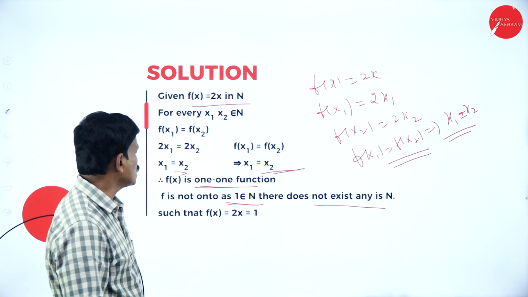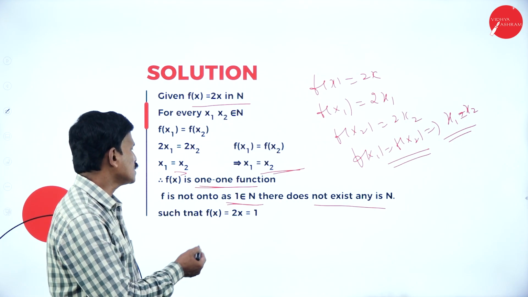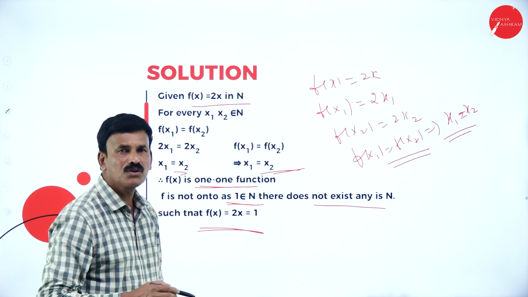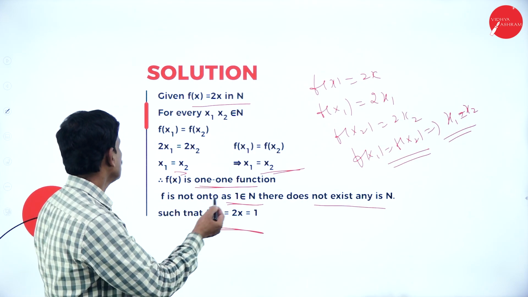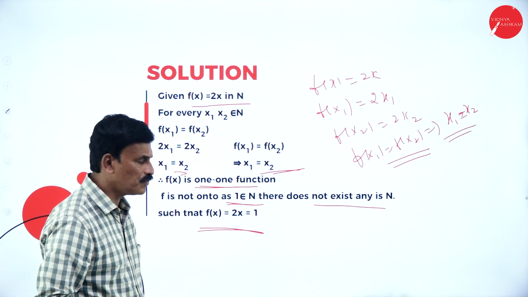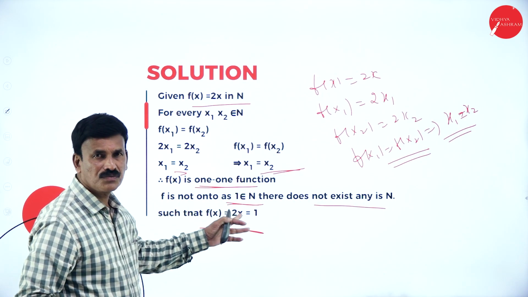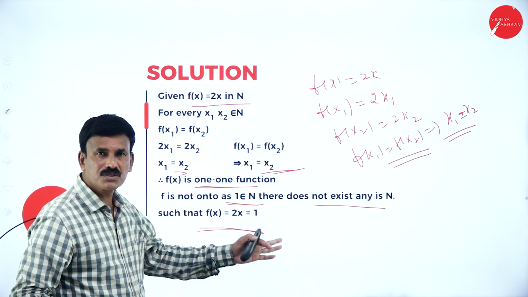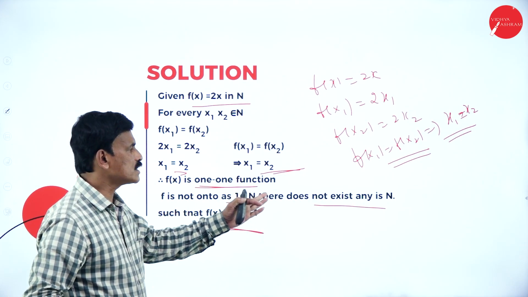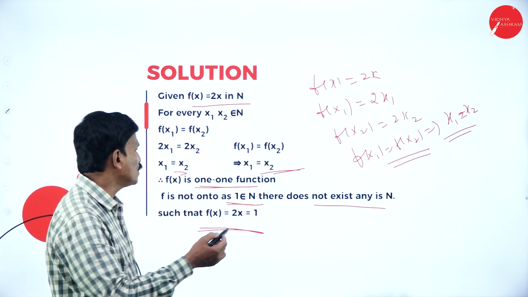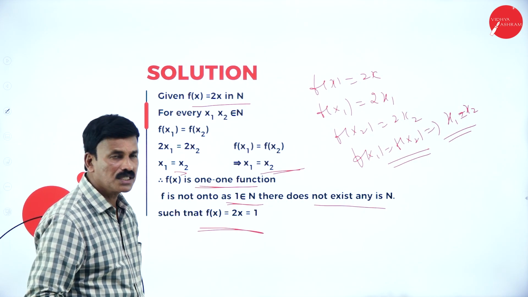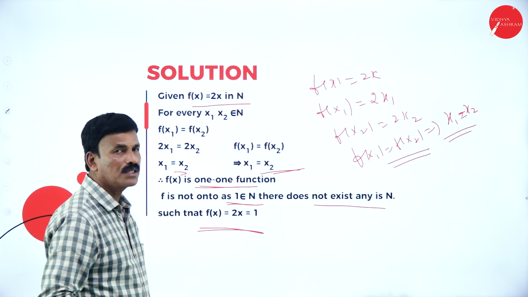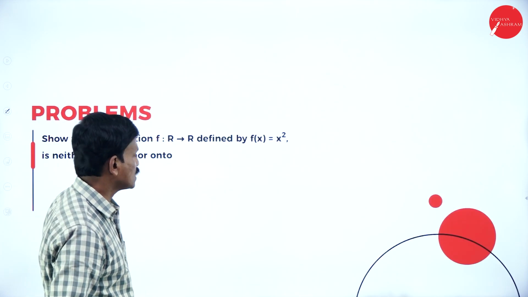So, there does not exist any element such that f of x is equal to 2x, which is always equal to 1. So, therefore, f of x is not an onto function. That is, f is not an onto function. As 1 belongs to the natural numbers, there does not exist any natural number such that 2x is equal to 1. Okay. Now, let us take another example.